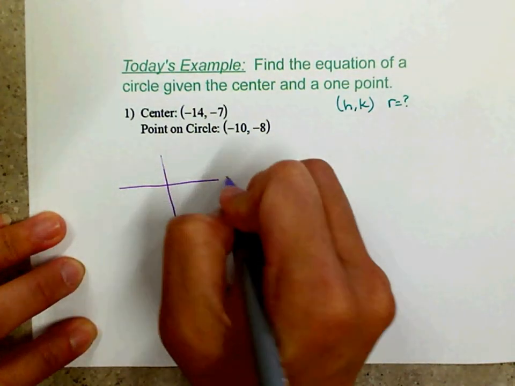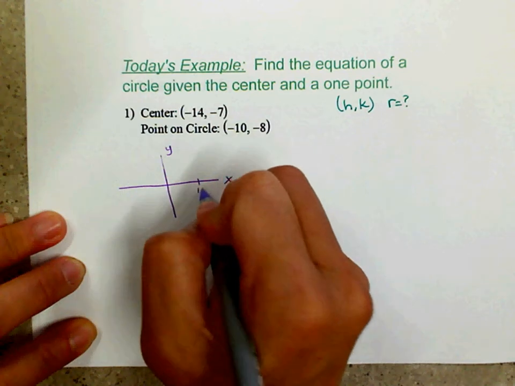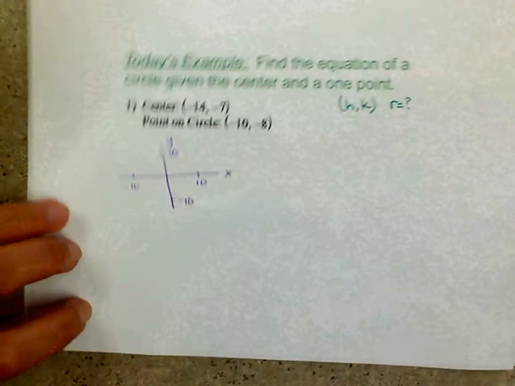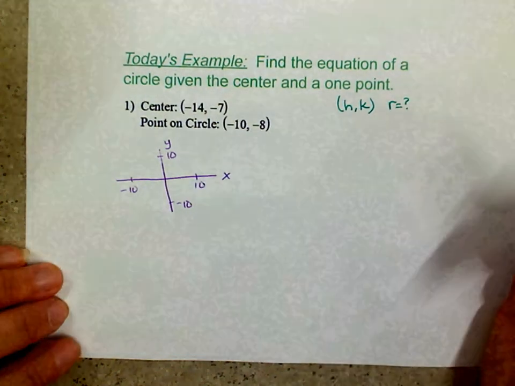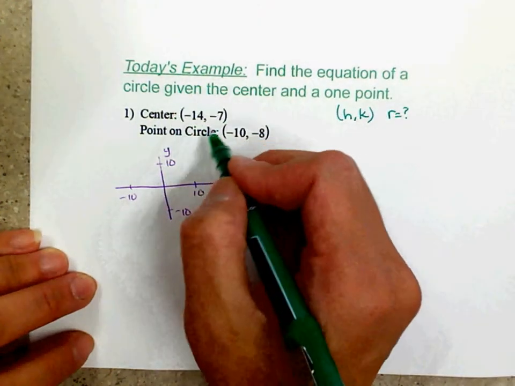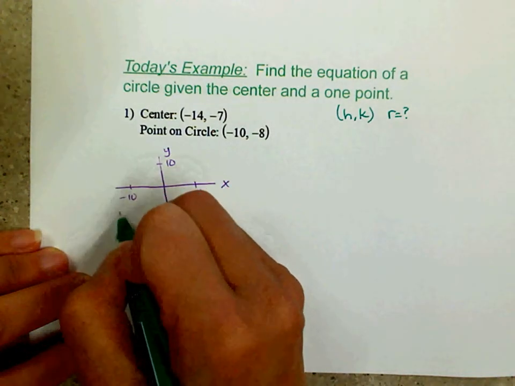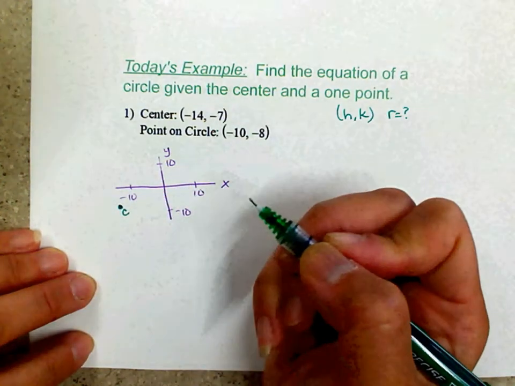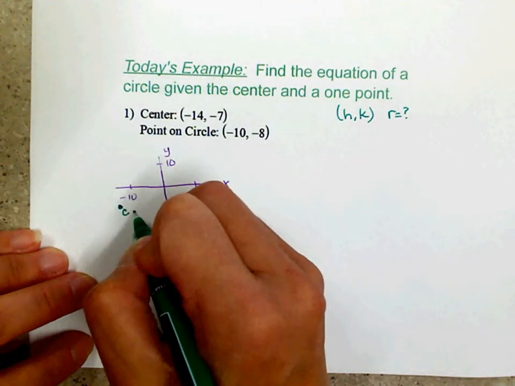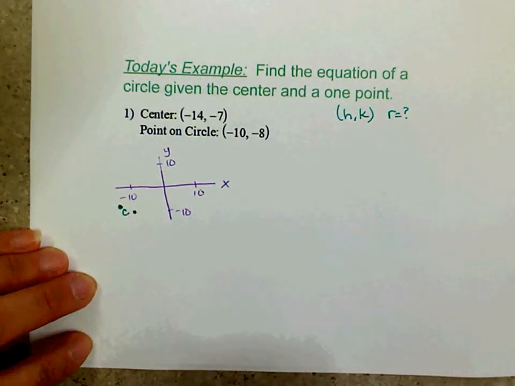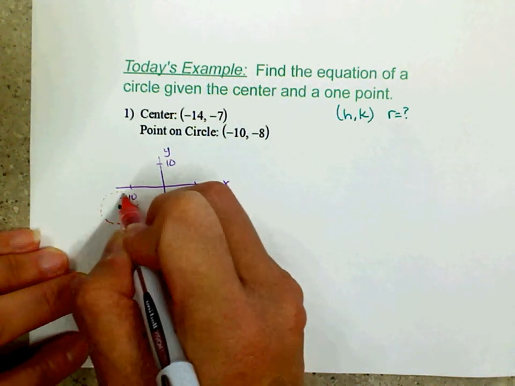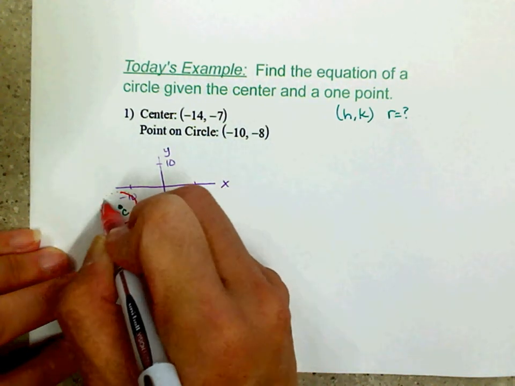Here's your x, here's your y. 10, 10, negative 10, negative 10. Okay. So, if I am graphing this, sorry, it's kind of crooked. Maybe I'll turn this way. Your center is negative 14 and negative 7. So it's over here somewhere, and there you have your center. There's a point on the circle at negative 10 and negative 8. So it's right here somewhere. So you have a circle. I was trying to make my circle as pretty as possible. You guys see that circle?